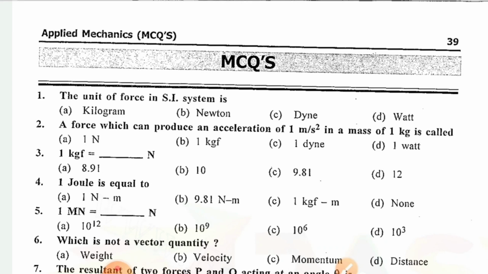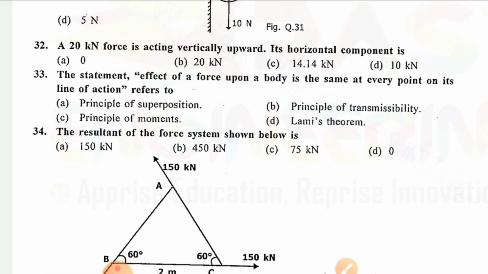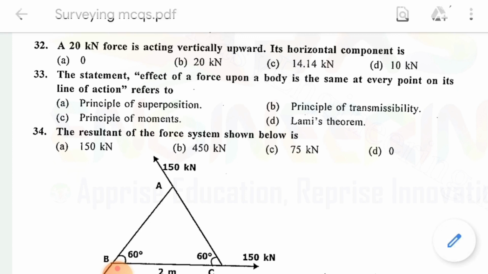Hello friends, today we will be discussing the objective questions on engineering mechanics. Question number 32. A 20 kN force is acting vertically upward. Its horizontal component is: option A is correct, 0.